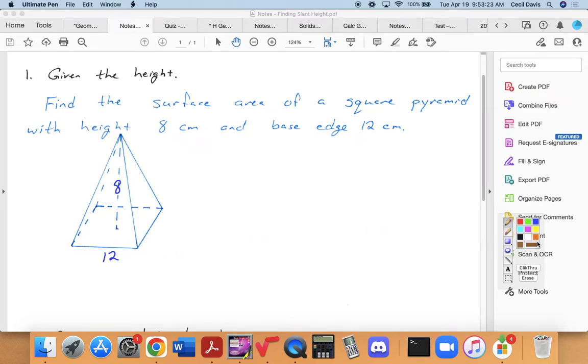So let's go ahead and do what we would normally do, which would be start with the base, find all the things you need to find about that. The perimeter of the base, there's 4 sides that are all 12. So that's 48.